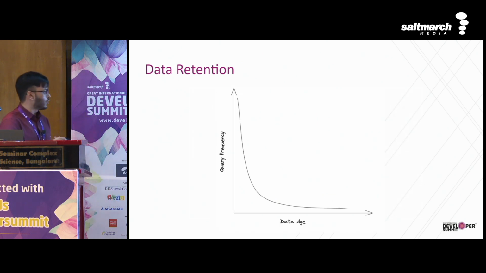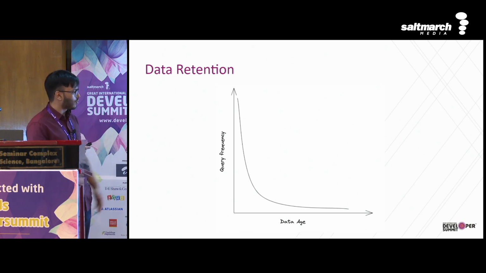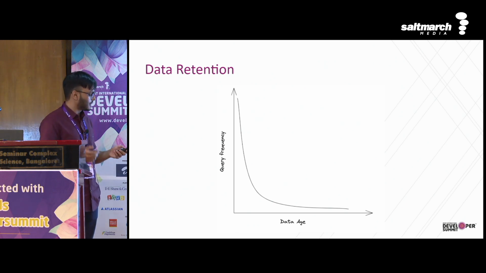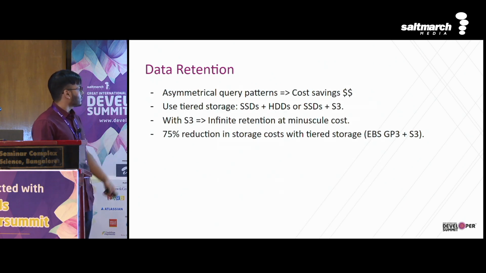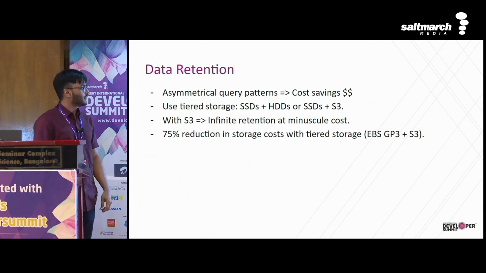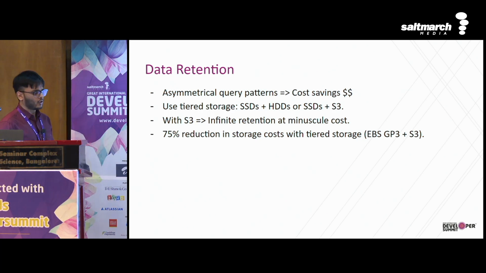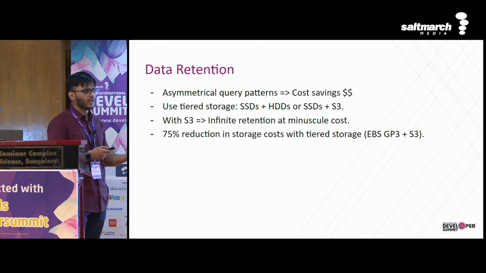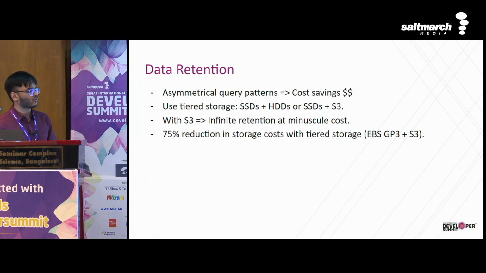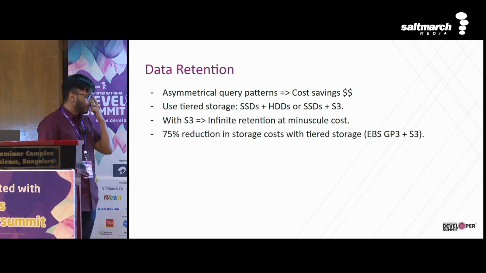Again, this chart shows how query frequency on data goes down as data ages. At some point, you will only need that data for compliance or, as I said, RCAs. So these asymmetrical query patterns give us some chance to do cost savings on storage. That is how our journey starts. First, we were storing everything on SSD, 7 days worth of retention, which was quite expensive, with 80 TB of data per day, 18 TB.